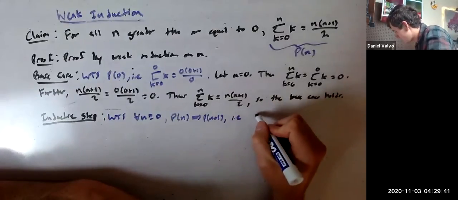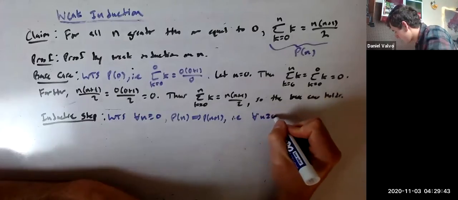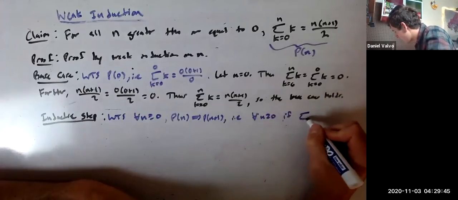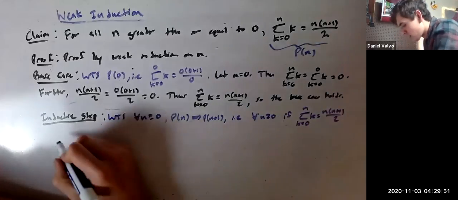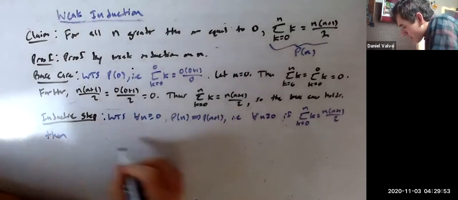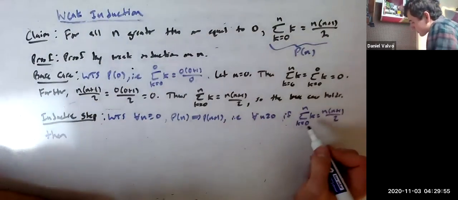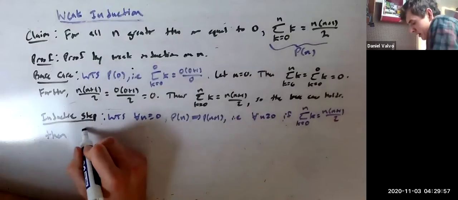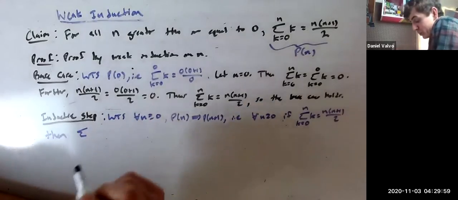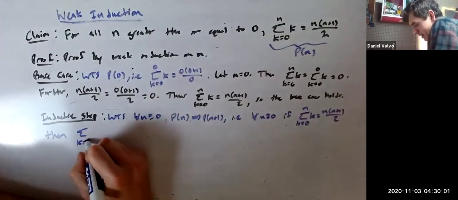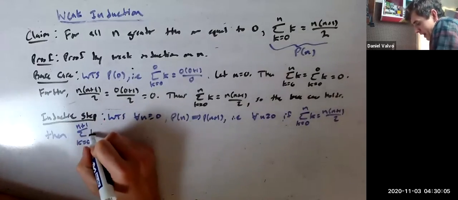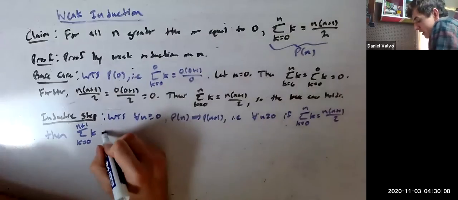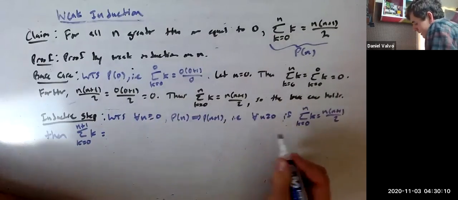in this case, that for all n greater than or equal to 0, if the sum from k equals 0 to n of k equals n times n plus 1 over 2, then, so if it works for n, we want it to work for n plus 1. Let's be very careful with what the statement for n plus 1 is. Say for n plus 1, it's the summation from k equals 0 to n plus 1 of k. If you add one more number on, that should equal what?